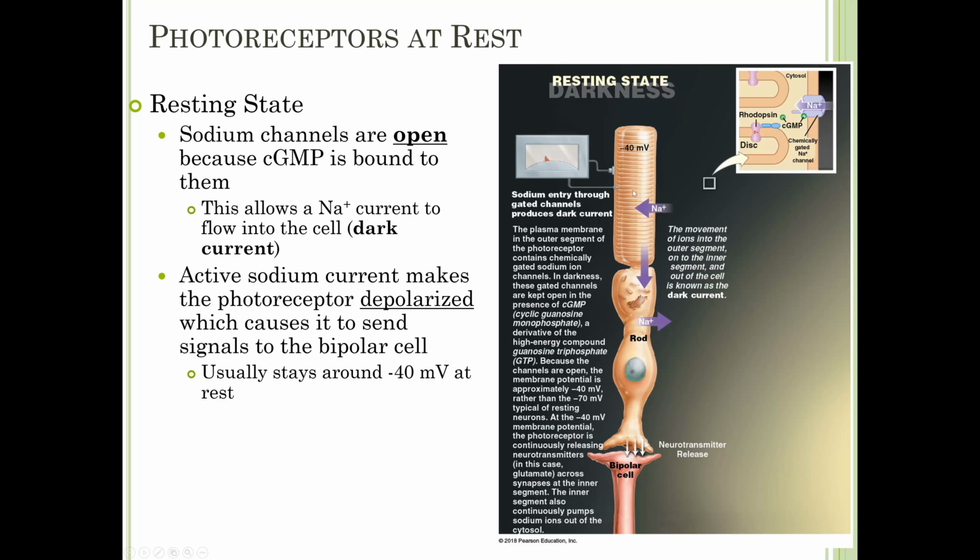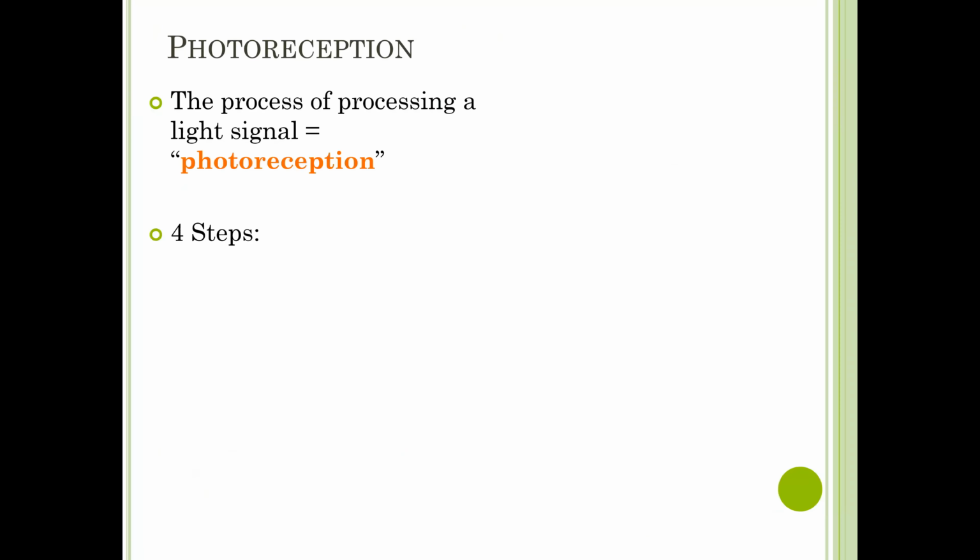The bottom line, and this is a little backwards from the way that you learned things before, but the bottom line to remember is that if you have an active signal from a photoreceptor, meaning that the cell is depolarized and sending a signal through neurotransmitter release to the bipolar cell, that indicates that there is no light around. So in the dark, in the photoreceptor's resting state, there is an active signal from the photoreceptor to the bipolar cell.